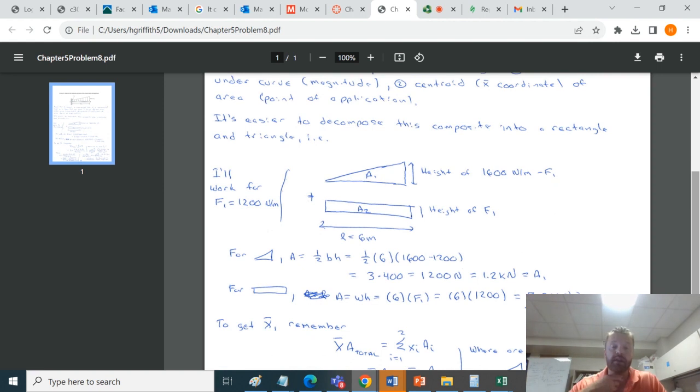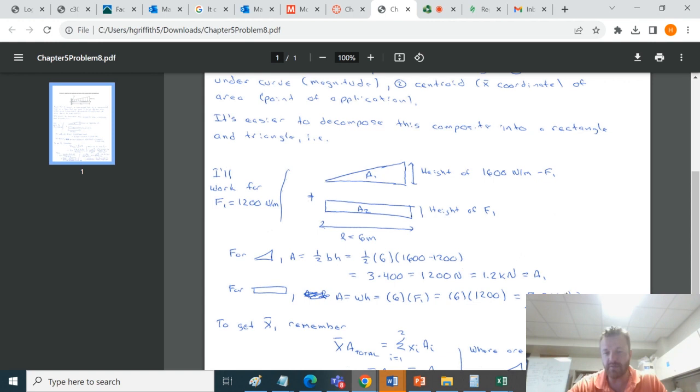So that is, if the beam were only subjected to that triangular load, the magnitude of the load. However, remember that it's also subjected to this rectangular portion, whose area is just width times height. So the length of the beam, 6 meters, times the height that you're given for F1. Mine was 1200.